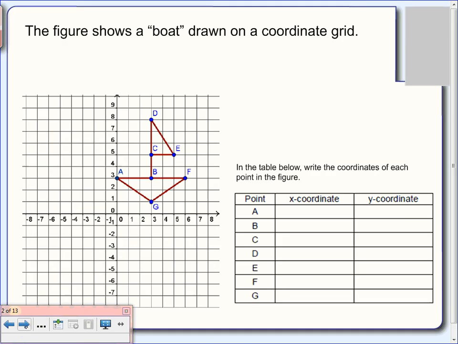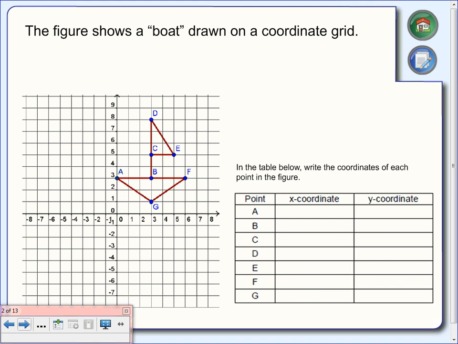All right, so here we go. We're going to start off fairly easy here. You'll notice on this graph paper, they've given me a picture of what's supposed to be a boat. And in this boat, we have some points, some ordered pairs. What we're going to do is identify each of those points, ordered pairs. You'll notice we got a point A, B, C, D, E, F, and G. What we're going to do is find the X and Y coordinates for each of those points. So let's go ahead and do that.